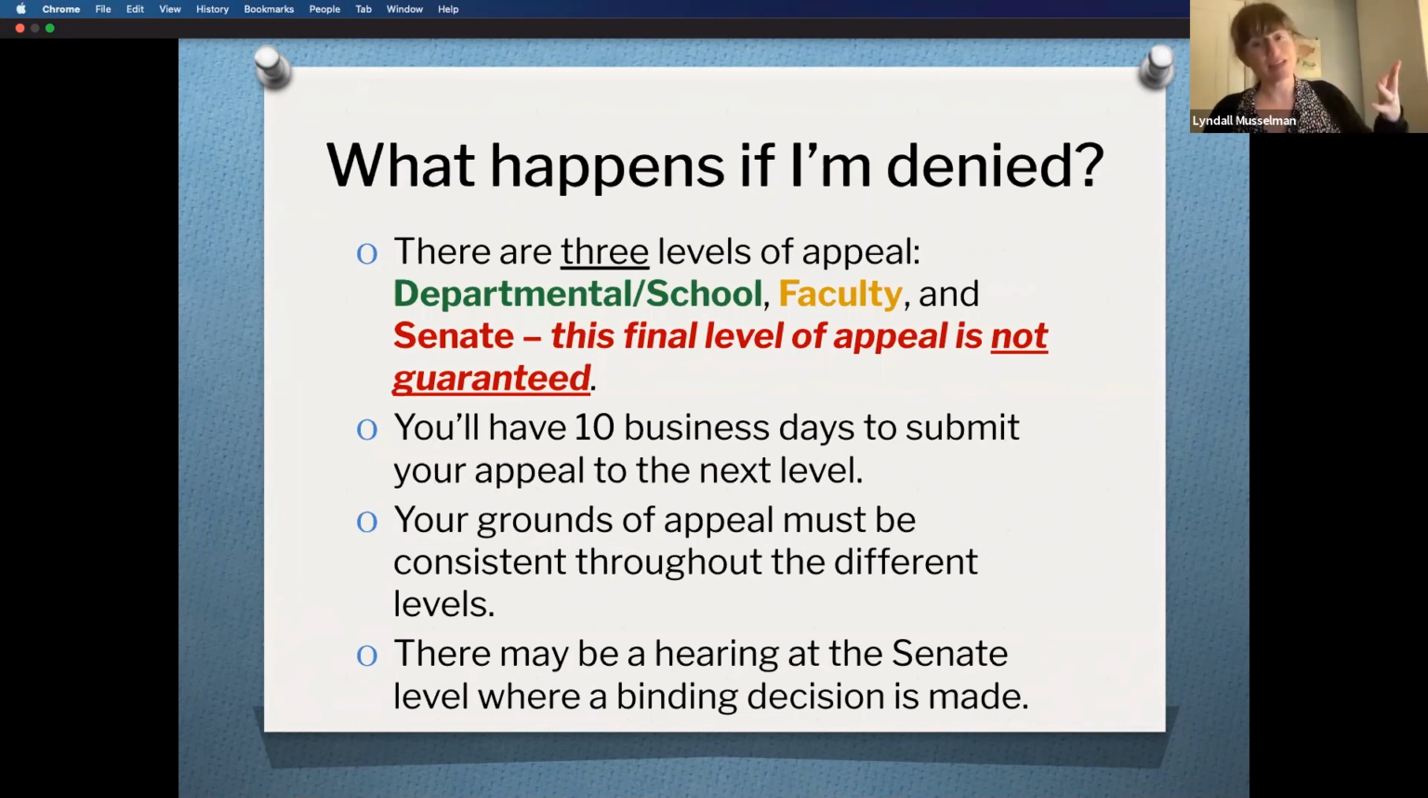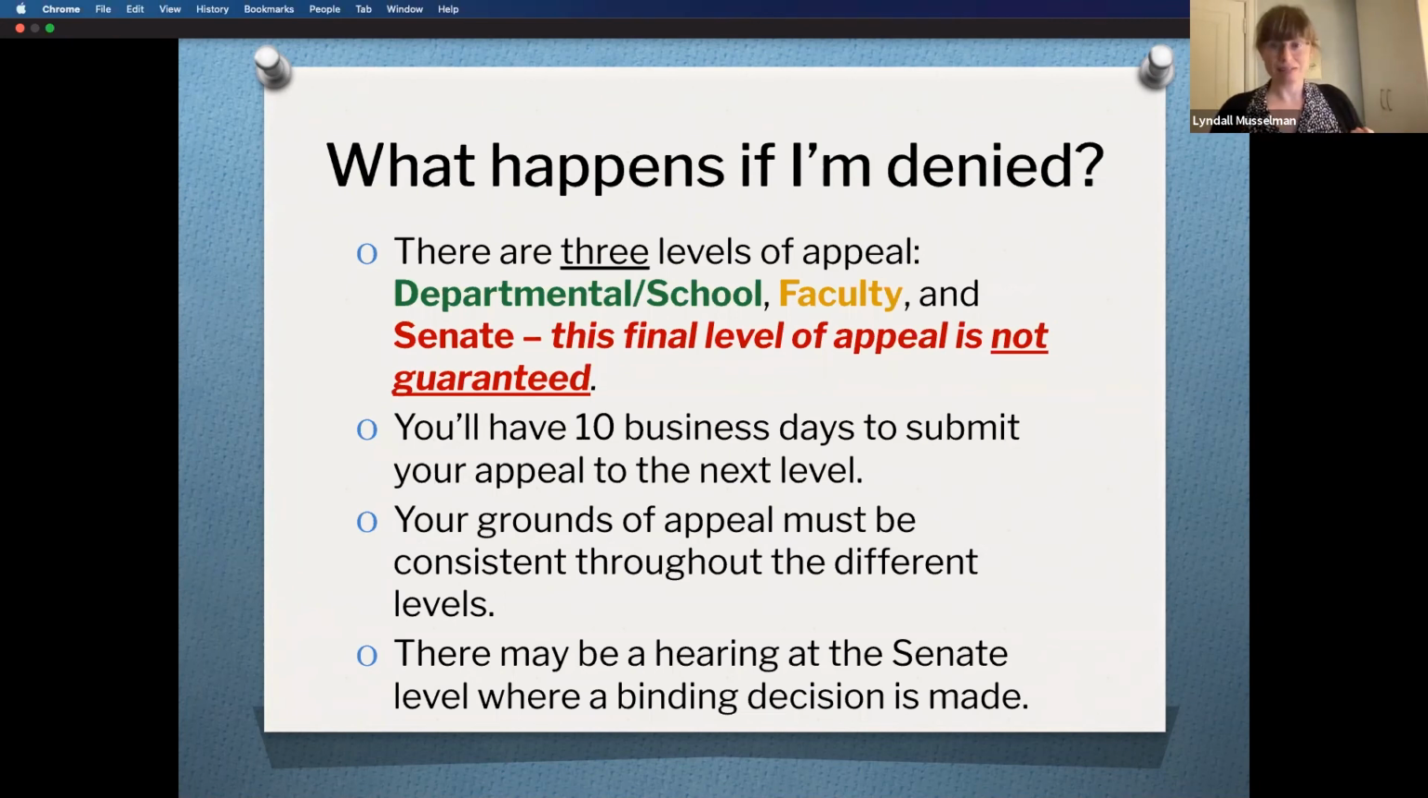But then if you are denied, you then have 10 business days to appeal to the faculty level, where it is usually the associate dean of the given faculty that will be the new decision maker. And then there's a bit of a cycle that repeats here. You should again get a decision letter within 10 business days from the associate dean.